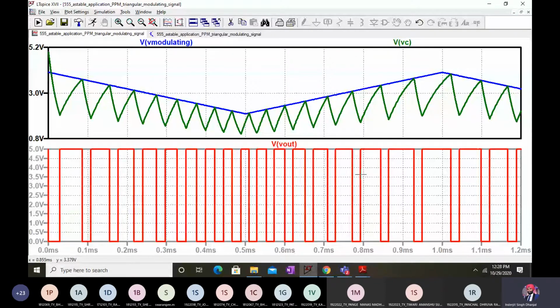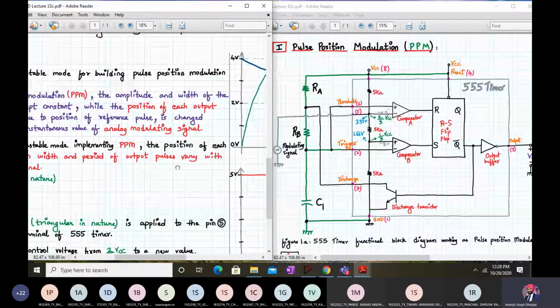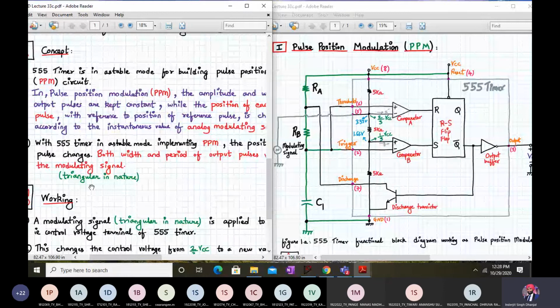So that means what? At every instant of time, only T on is changing, hence T is changing, capital T is changing. That means frequency is changing. So that is the concept over here. The position of each pulse changes because both the width and the period of the output pulse will vary with the modulating signal, which is triangular in nature.